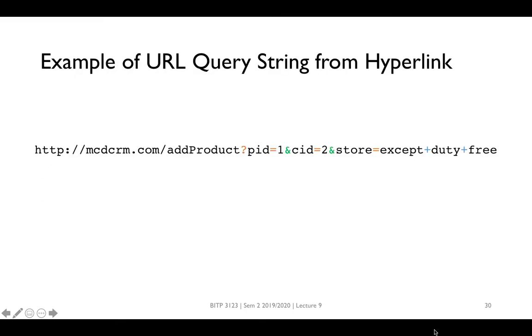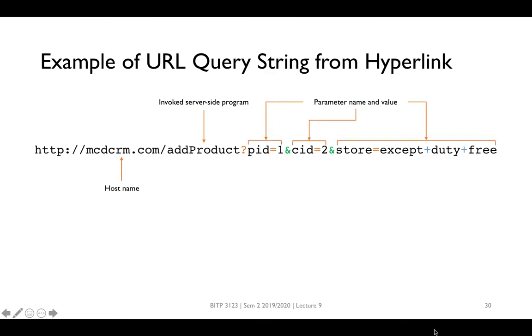Previously, we have seen the general structure of a URL query string. It consists of hostname, a special server-side program to be invoked, and a list of parameters. A URL query string consists of several parts and symbols. For example, here we have a hostname after HTTP double slashes. Then we have a question mark symbol that precedes the name of the program and parameters.